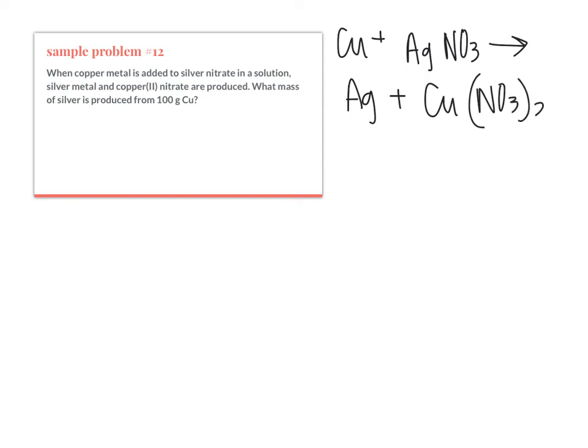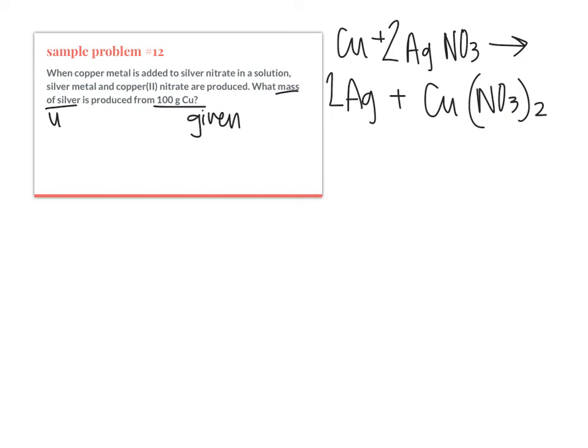We got a crisscross. Okay, great. Okay, and this is a lovely single replacement reaction, but it's still unbalanced. So to balance it, all we have to do is add a 2 right there and a 2 right here. Okay. So next it says what mass of silver, so what mass is the unknown, is produced from 100 grams of copper. That's our given.